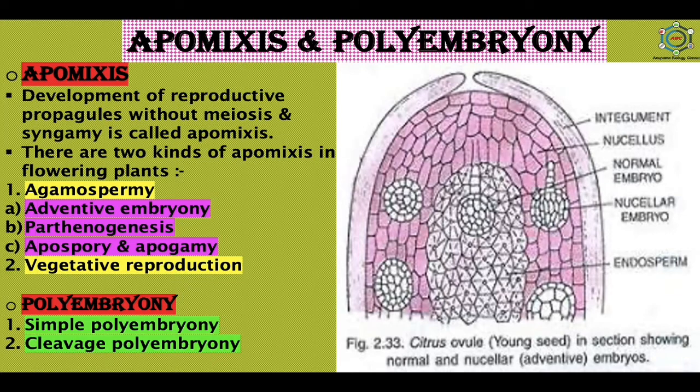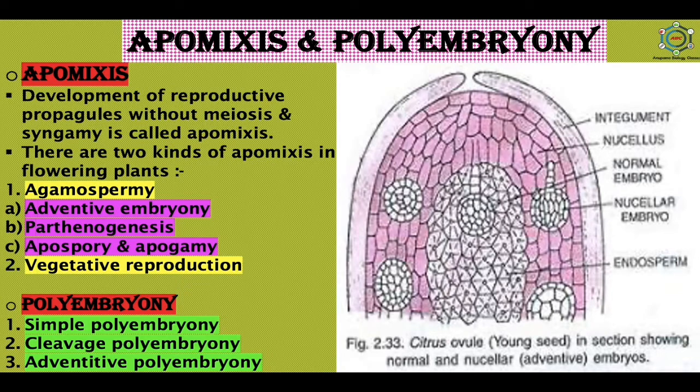Second is cleavage polyembryony, and here it develops due to splitting or cleavage of the proembryo into two or more parts, like in Pinus. And in angiosperms, cleavage polyembryony is reported in orchids. And the last is adventive polyembryony, where it involves the formation of additional embryos from different parts of the ovule, such as synergids, antipodal cells, nucellus, integuments, etc., like in citrus, Opuntia, onion, Mangifera, groundnut, etc.